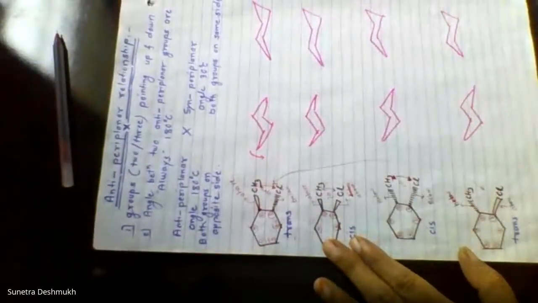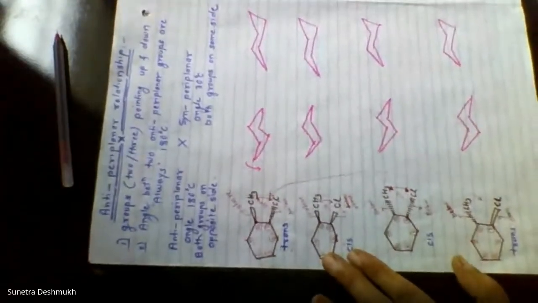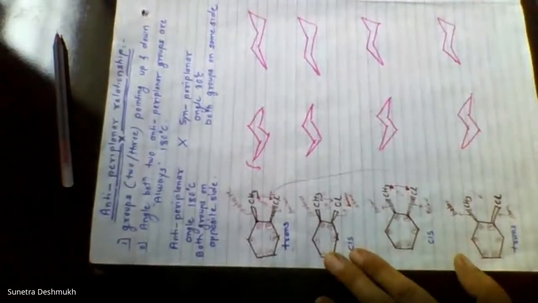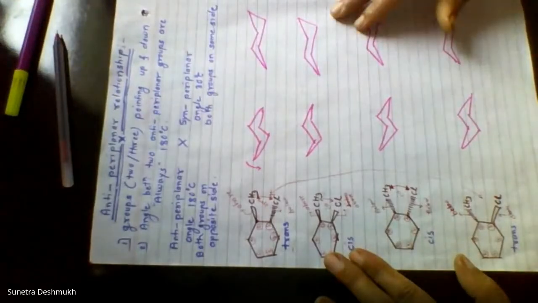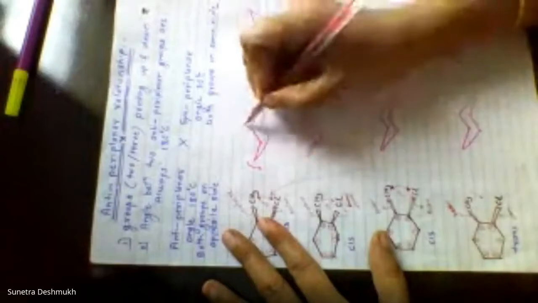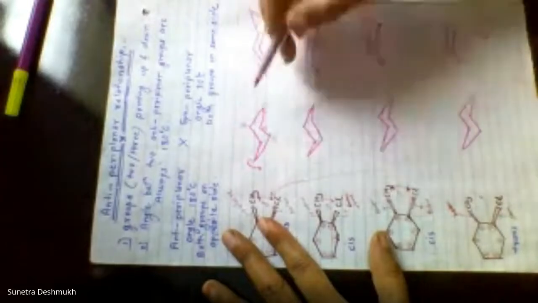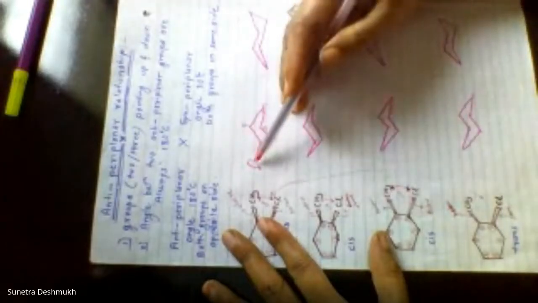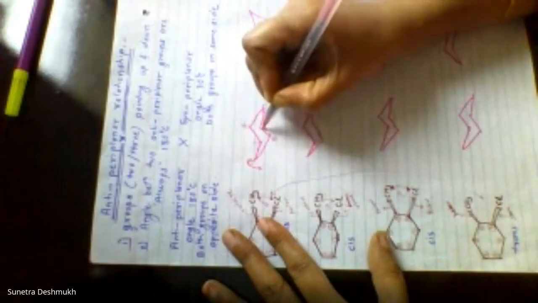Now I have drawn the chair conformation. Now we will go for adding substituents. I will number them first. I will start from here. This one will be the first carbon, second, third, fourth, fifth. You can consider whatever you want. If you want to consider this one as number one, two, this is third, fourth, fifth and sixth.